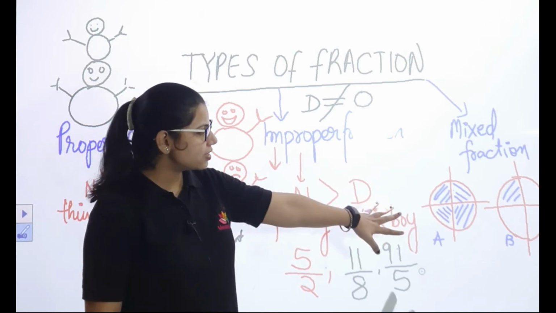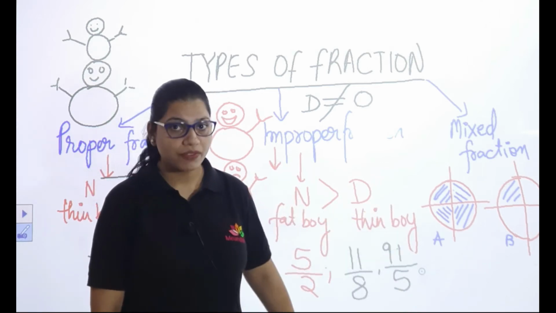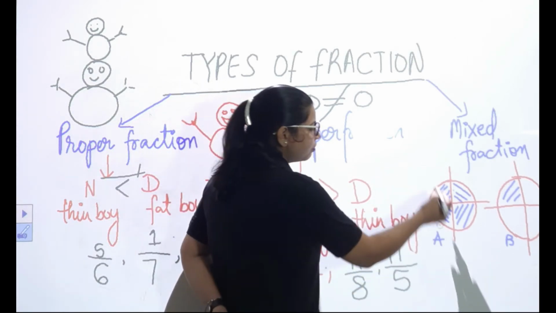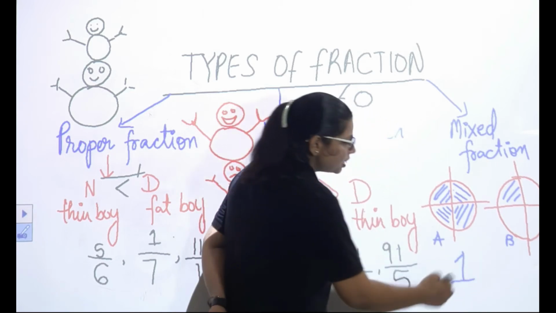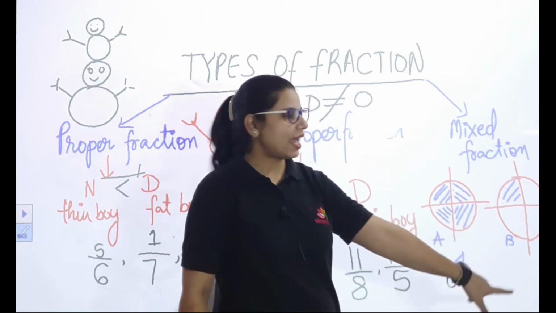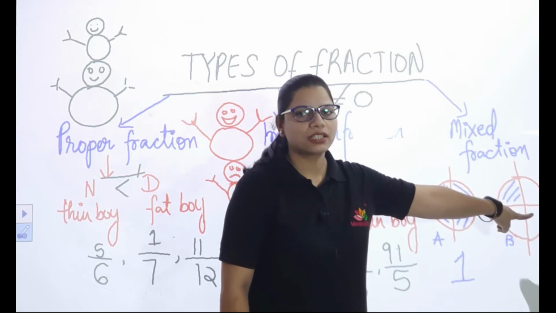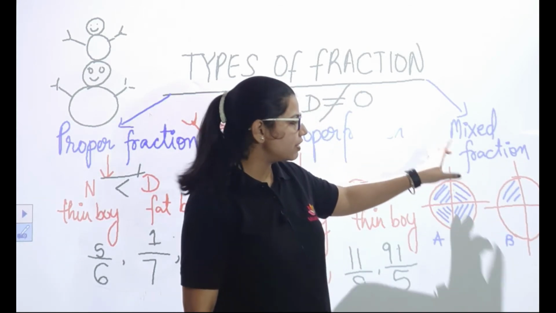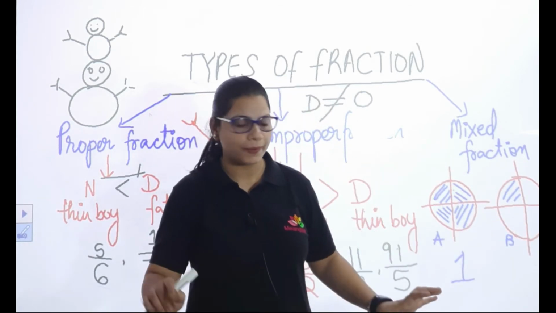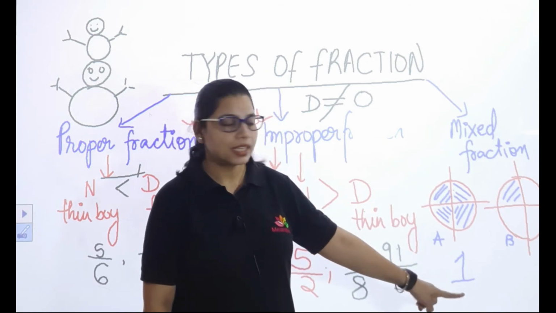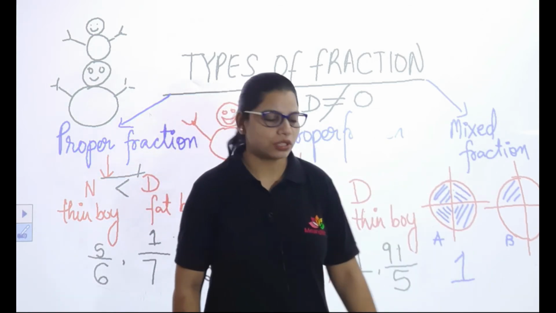So how many slices did you eat? You have eaten 5 slices. Or I can say you have eaten one whole, and one from that pizza B. So this is whole, you have eaten 4 out of 4, that means whole. One whole pizza you have eaten and there is 1/4.